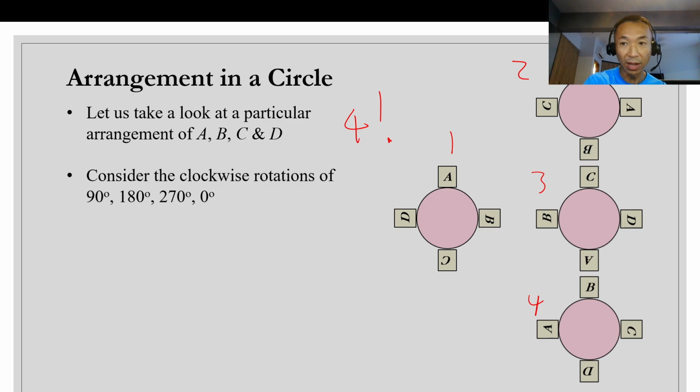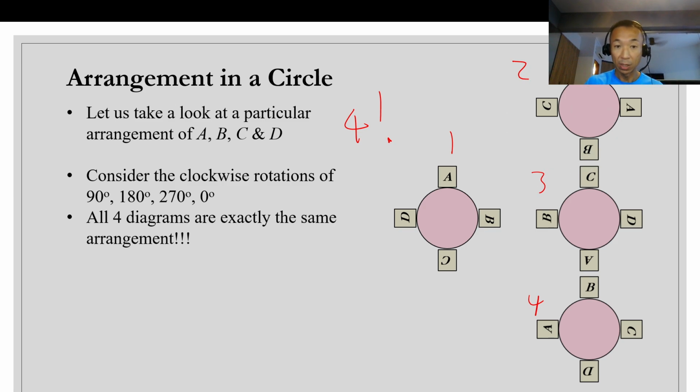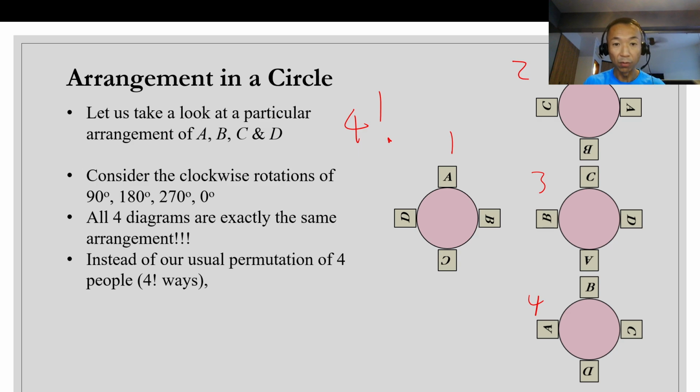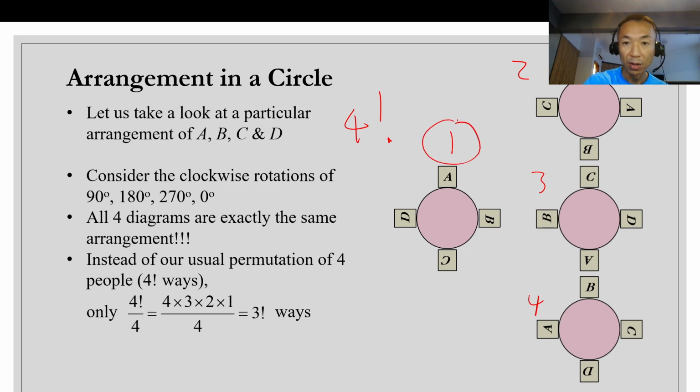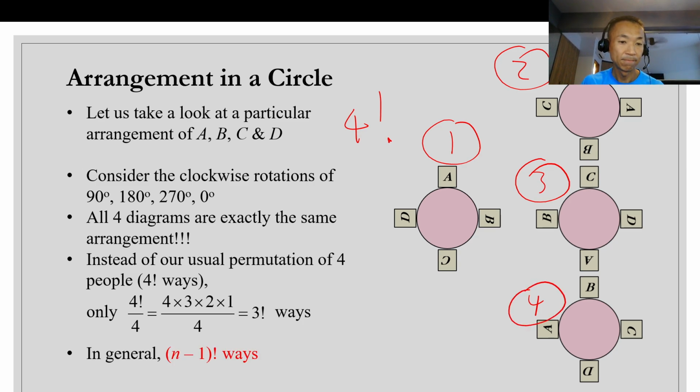Because if you look at it very carefully, A, B, C, D are all in the same relative position. There's no difference. So instead of using 4 factorial, you will divide by 4. Why? Because for every 4 cases, they are actually the same. So therefore, it's back to our n minus 1 factorial ways.